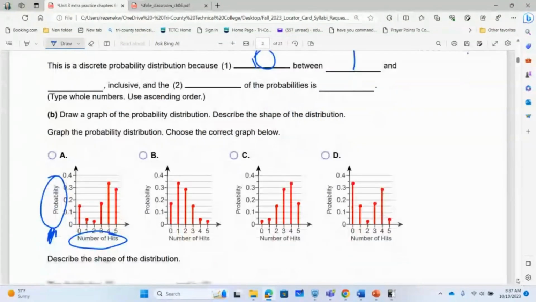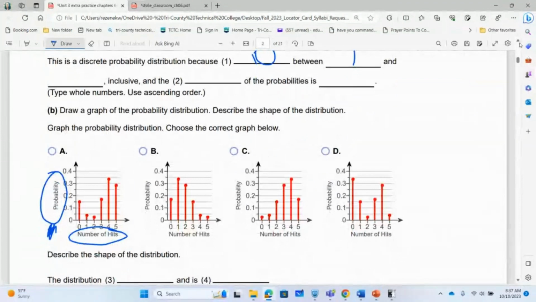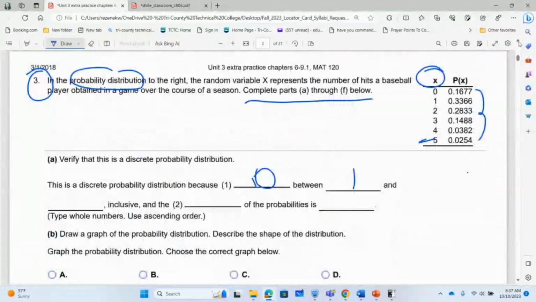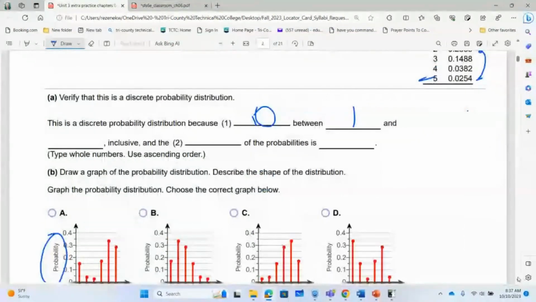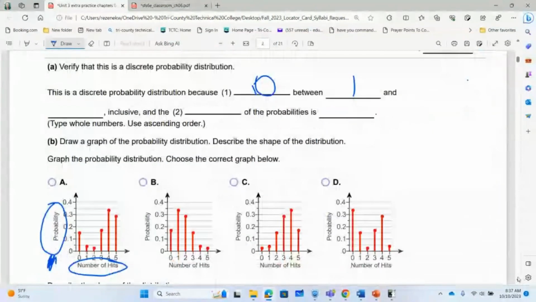Okay. Now you can draw that. By the way, you ask yourself, what is the highest probability? The highest probability is 0.3366. The lowest is 0.0254. Okay, now you can draw your graph. You can start from 0.0, 0.1, 0.2. There's no way you can accommodate all the 4 decimal places. And then when x is 0, you plot the points one by one. All right.